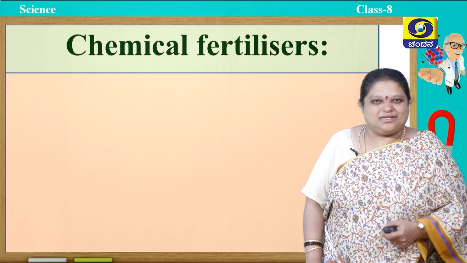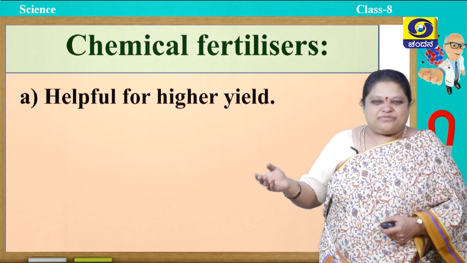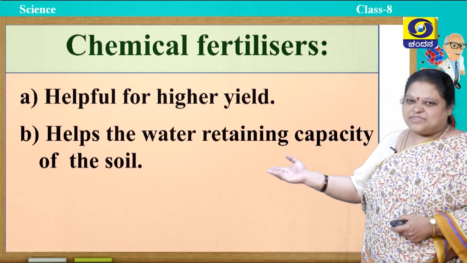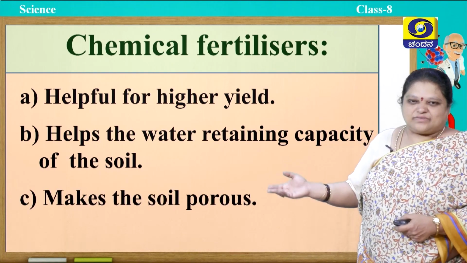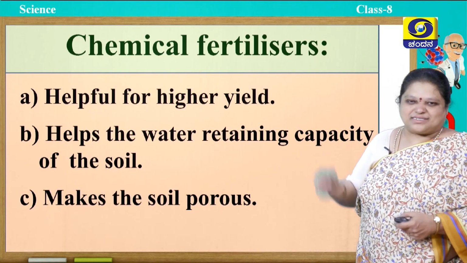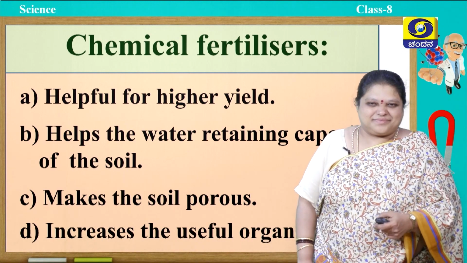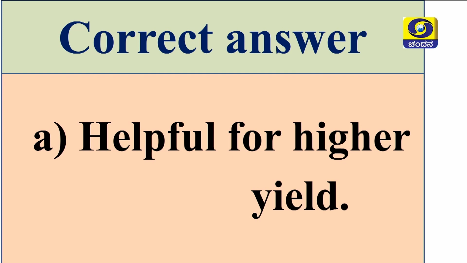Next one, let us see about chemical fertilizers. They are helpful for higher yield. Next one, it helps the water retaining capacity of the soil. Next one, makes the soil porous. And finally, increases the useful organisms. So which is the correct one? The correct answer is, it is helpful for higher yield, and the remaining everything it cannot do.